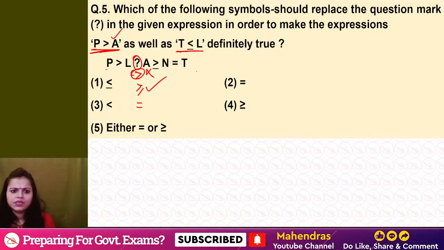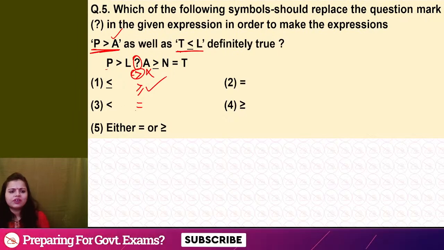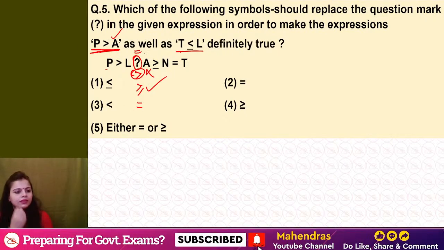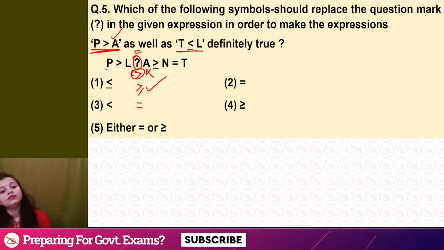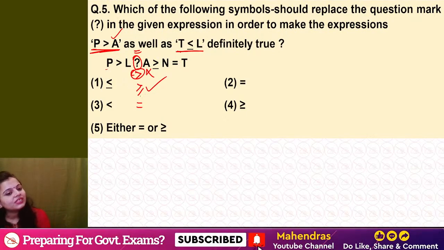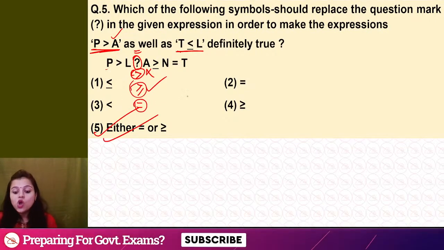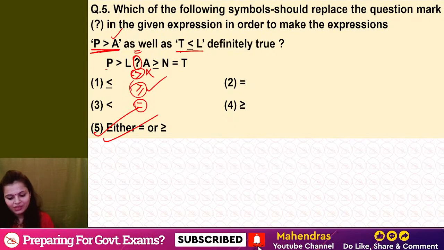Before giving your answer, just check this third one also. If you put the equal, then again P is greater than A, yes, and L is greater equal to T, yes, again right. So greater equal and equal, both are correct. So your answer will be either equal or greater equal.